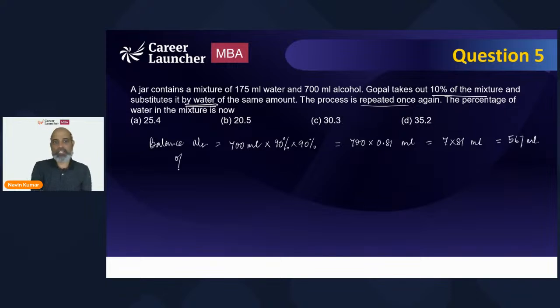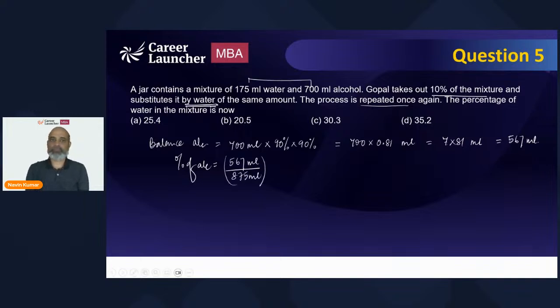What is the percentage of alcohol? This 567 ml of alcohol is out of how much solution? Right? So this is going to be a total of 875 ml. Is it fine? Okay. I could have started with concentration as well instead of quantity.